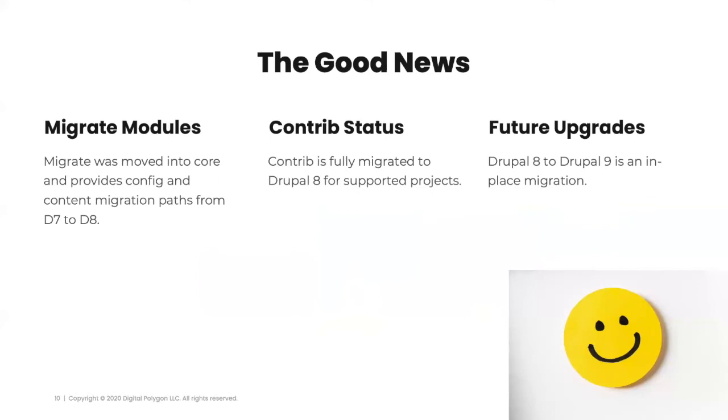So the good news, again, the migrate modules give you a starting point. And even if they don't meet all your needs, they'll give you a place to start. Contrib is pretty much fully ready for Drupal 8 and Drupal 9. I say 8 in this, but you can basically interchange 8 and 9 anytime you want through this presentation. And then future upgrades, Drupal 8 to Drupal 9 and Drupal 9 to Drupal 10, when it comes out, will be straightforward. There's not going to be a massive architecture shift. And as long as you're keeping up with your technical debt and your code, it will be a relatively smooth process.